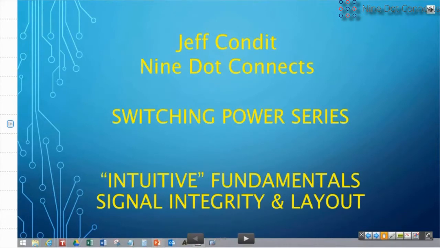We're going to again try to make it more intuitive and stay away from real heavy design theory, but try to make it to where it's understandable so that people can understand what's going on in both the signal integrity and the layout portions of it.